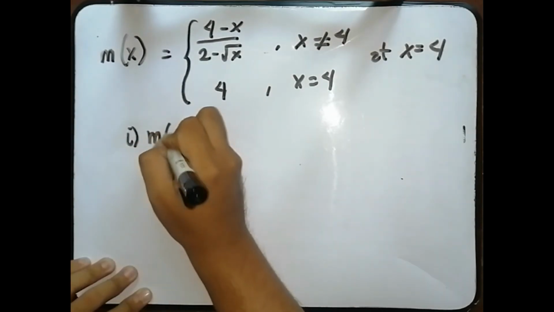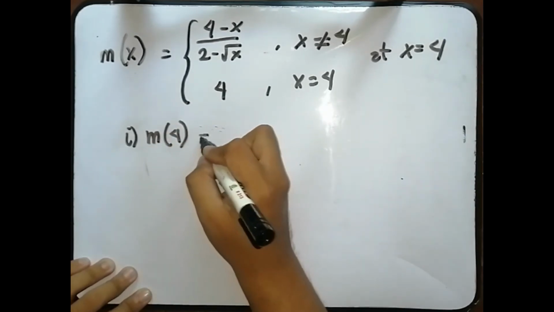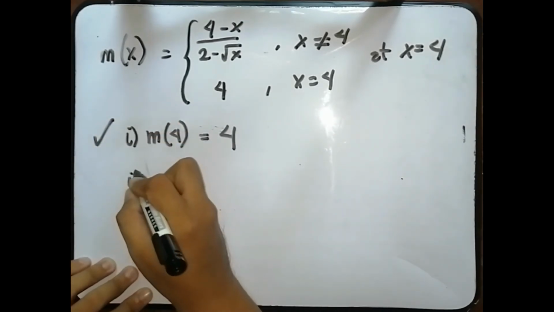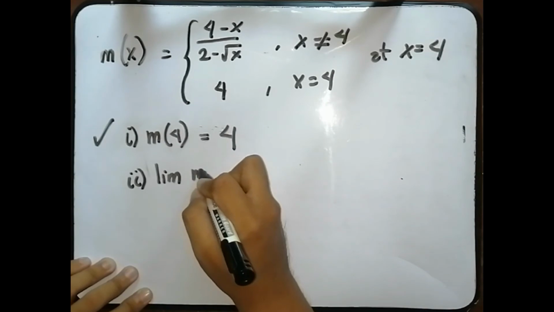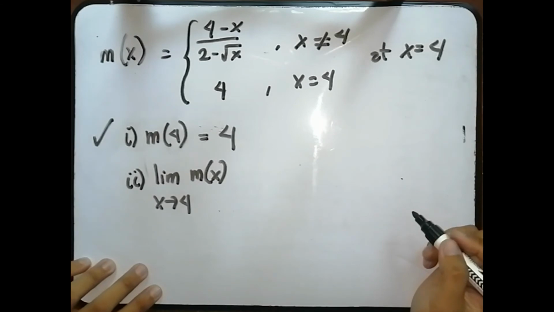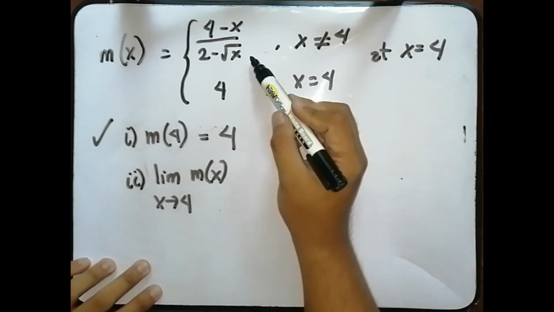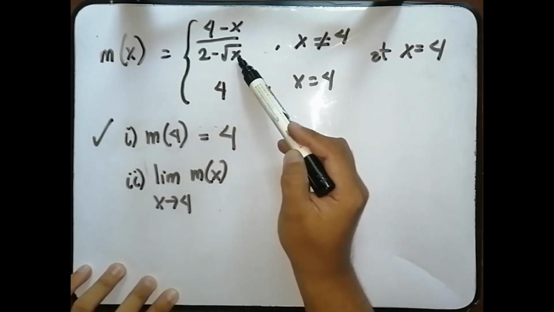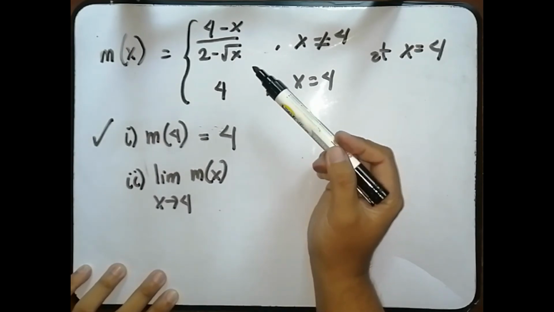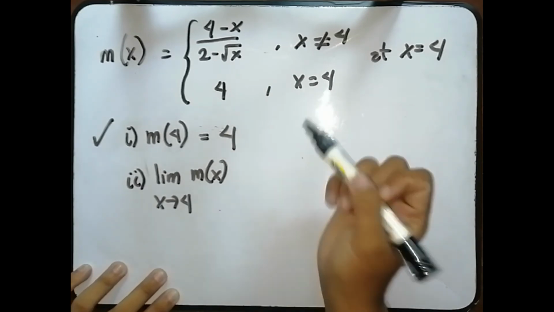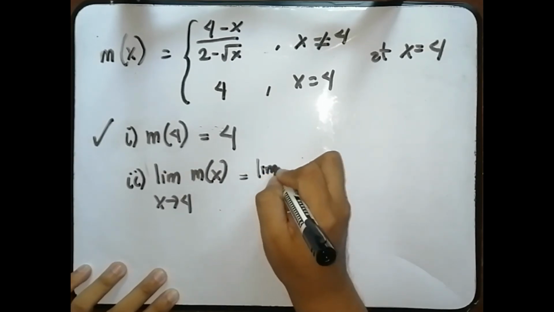First criterion, m of 4 must be defined. So this is equal to 4. Ito lang siya. So check na tayo dyan. Next is the limit of m of x as x approaches 4 must exist. So dito naman tayo titingin. Observe that dito sa function na to, pag plinag-in natin yung 4, okay, magiging 0 siya. Okay? So, ang gagawin natin, we have to multiply the conjugate.